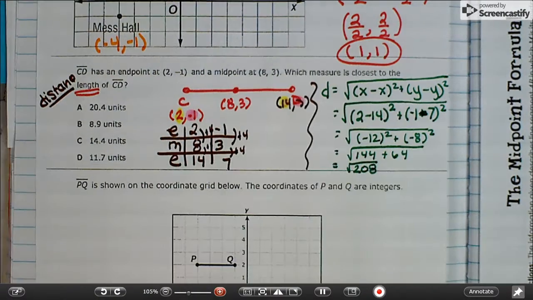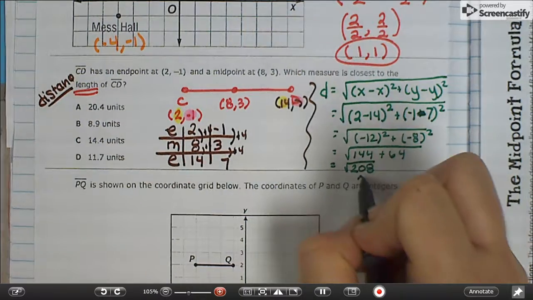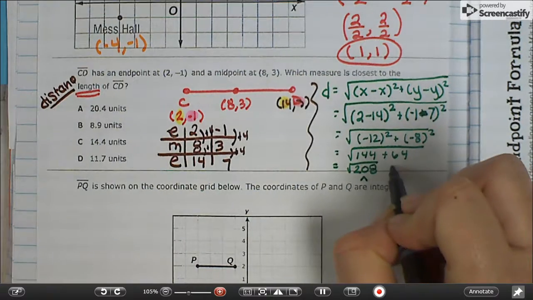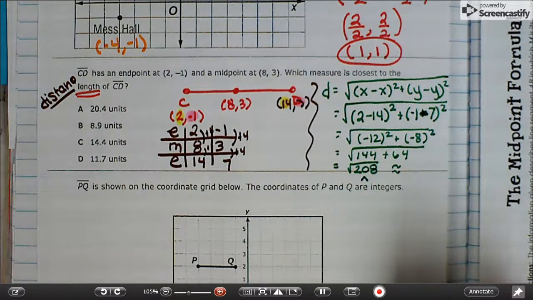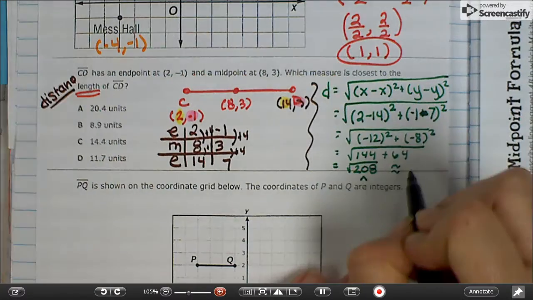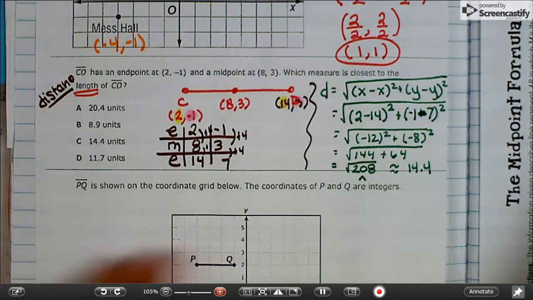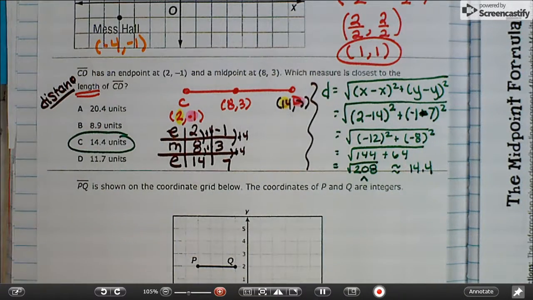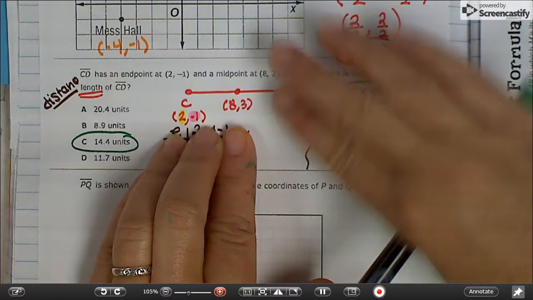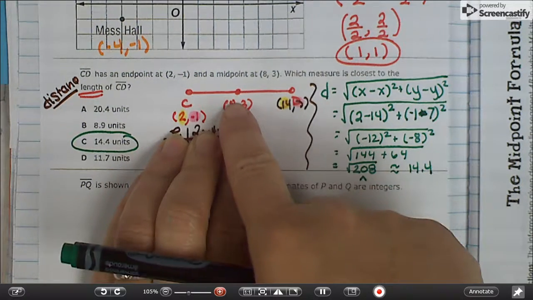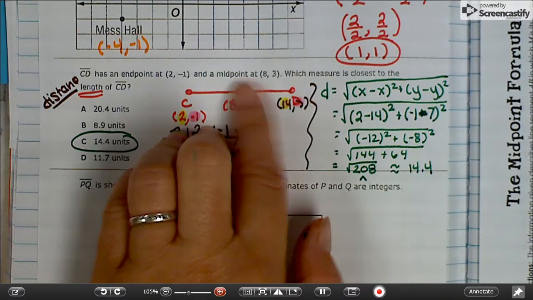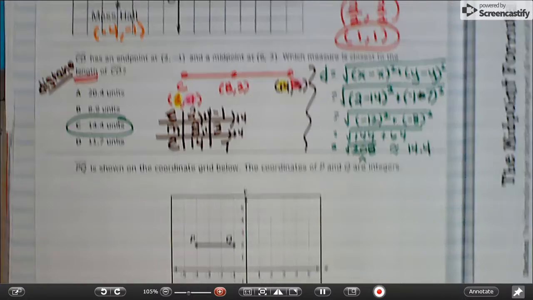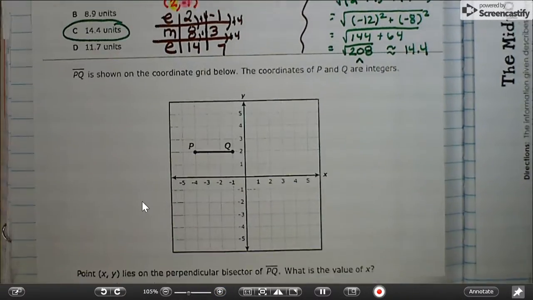I could break that down into simplest radical form by going with a factor tree, but when I look over here at the answers, I see they're in decimal form. So instead, I'm going to type the square root of 208 into my calculator, and it says 14.4. So the answer would be C. Again, as I mentioned before, you also could have not done this at all. You could have done the length from C to the midpoint and doubled that to get the other half. If you need to go back and watch that, go ahead. Otherwise, I'm going to go on to the next problem.